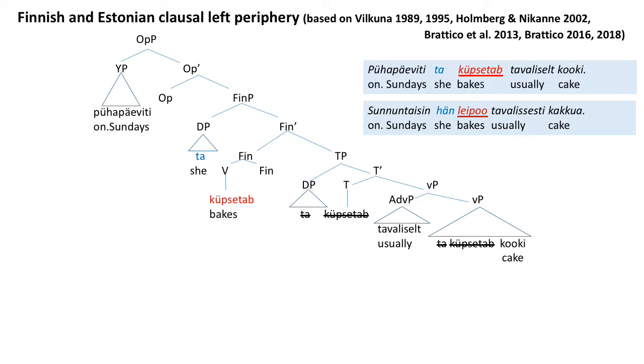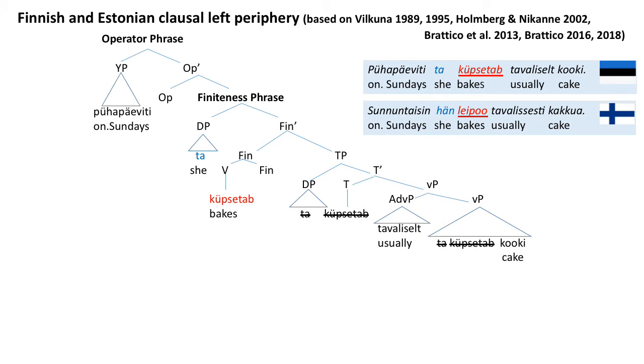This figure illustrates our analysis of the left periphery of the Estonian and Finnish clause with the help of a verb third sentence. The analysis is based on a long-standing tradition of analyzing the Finnish left periphery. According to the analysis, there are two projections in the left periphery, which can be termed finiteness phrase and operator phrase.